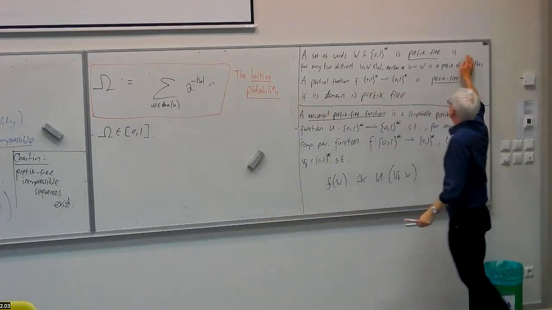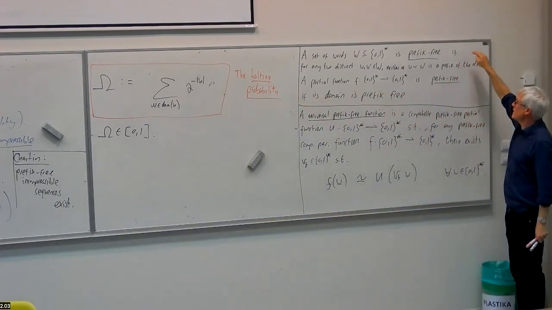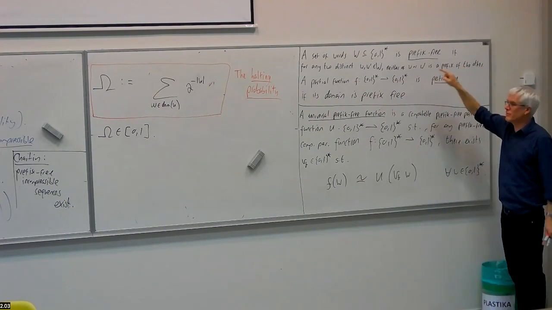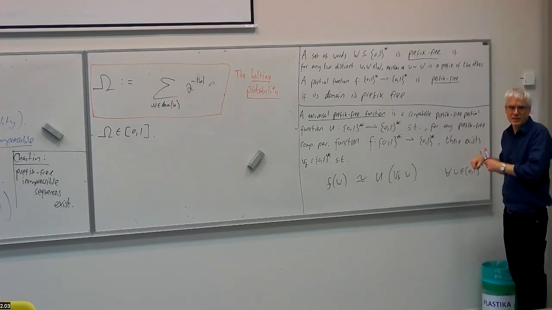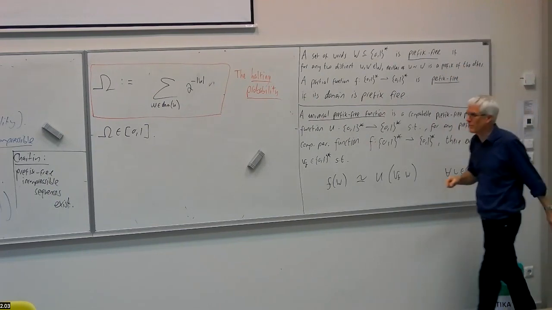the definition of a set of words being prefix-free is the same thing as saying it's a set of words such that the intersection of the cylinders for the two words is empty. You've got any two distinct words, they have empty intersection. That's the same thing as the prefix-free property.